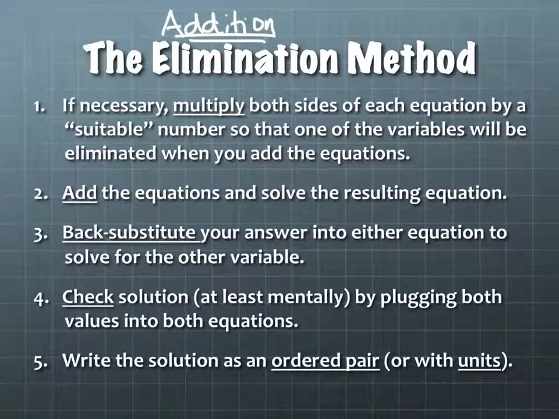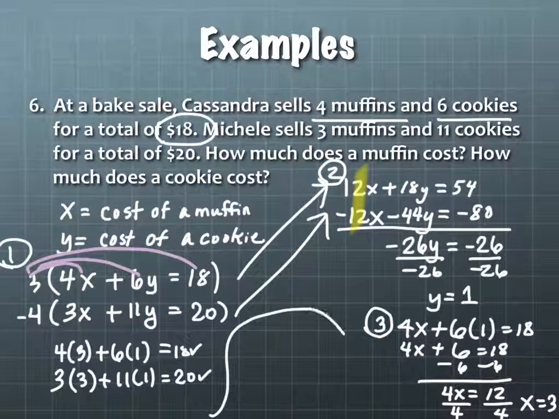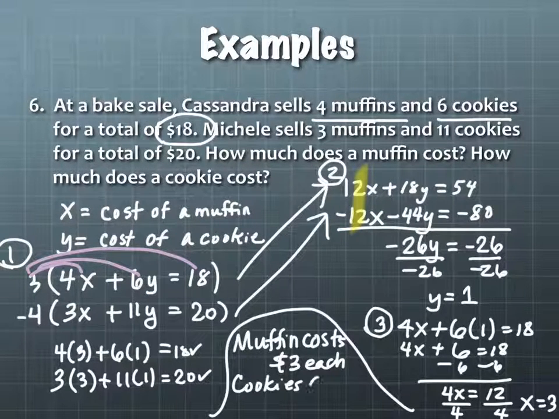And then our last step is to write the solution in this situation with context. What is x? What is y? So what did we find out is the solution to this particular question? Muffin costs $3 each, and cookies cost, or cookie costs, whatever, $1 each. That's our solution. Any questions on that one?